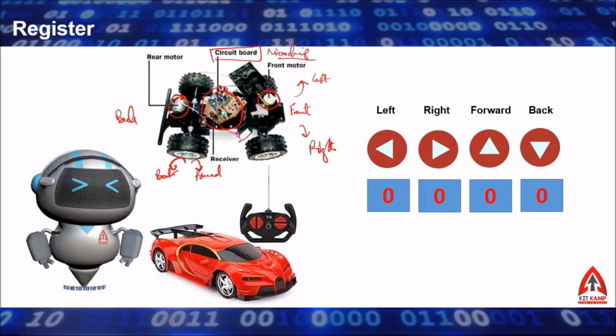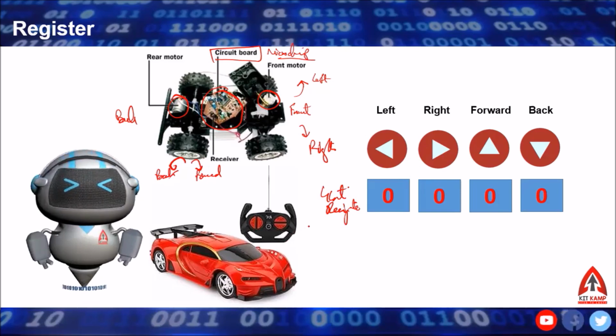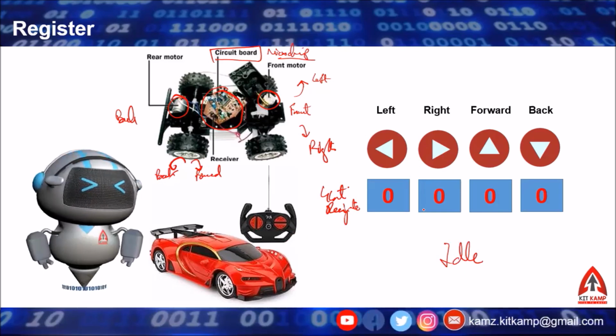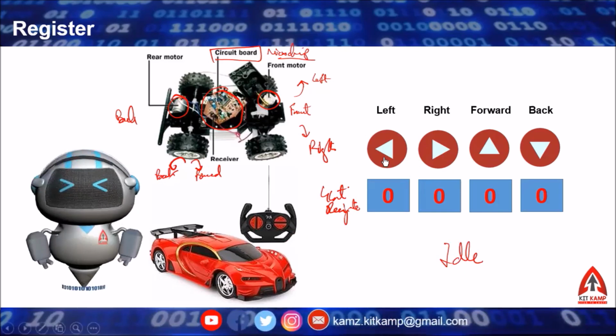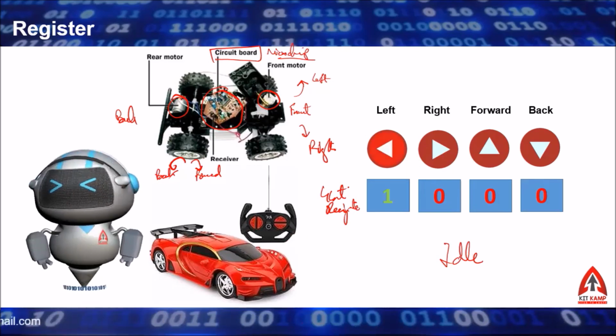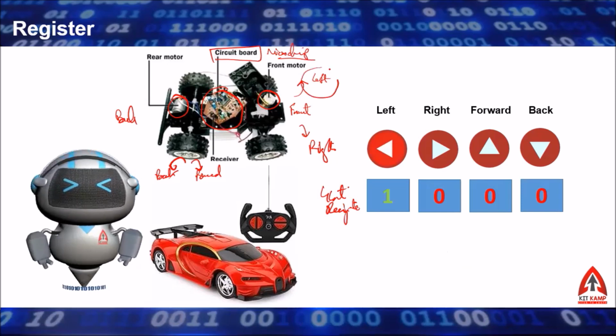Now, suppose we have a 4-bit register, and all the values or instructions are off. So my car is in simple mode, idle mode. It is not giving any output. It is in idle. Let's move it on left. So what will happen? It will just turn my wheel to left, but it's not going to move forward.